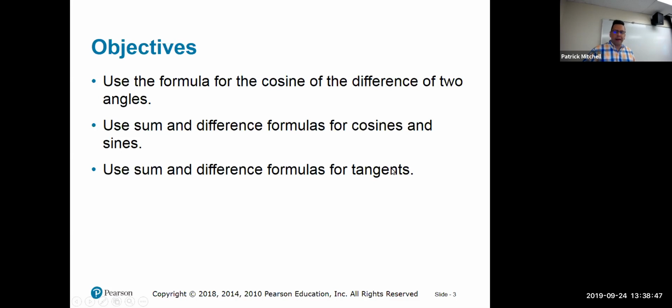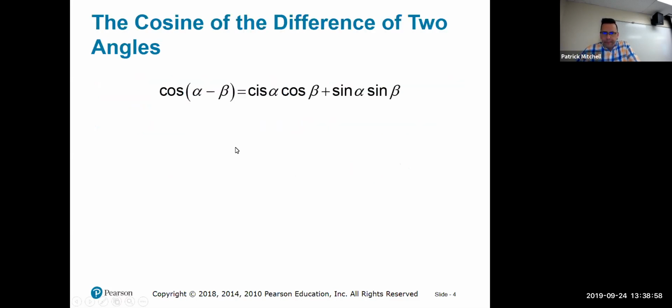You can really get by without those most of the time, just knowing that the tangent is the sine over the cosine. Don't really need another formula for that.